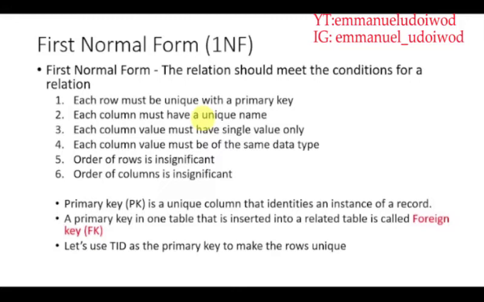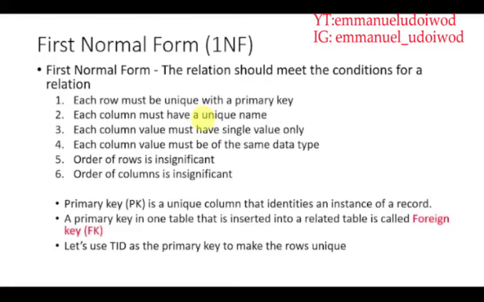Remember, we have several data types like string, text, numbers, characters, variable characters. They are diverse, Boolean and all of them. What we want here is that each column should have only a single data type. Then the order of rows does not matter, and neither does the order of columns. Noted here is that the primary key is a unique column that identifies an instance of a record.